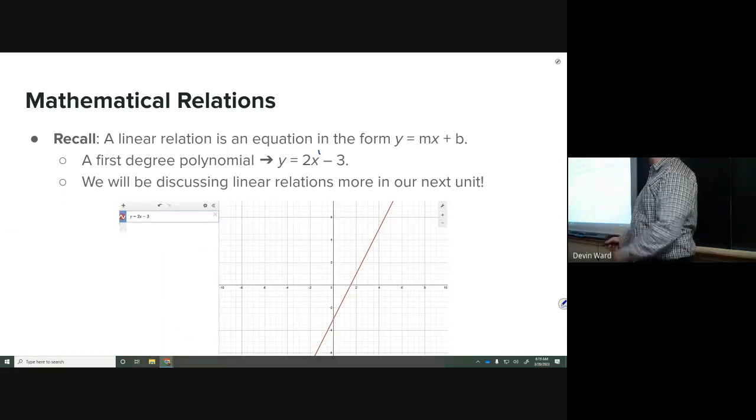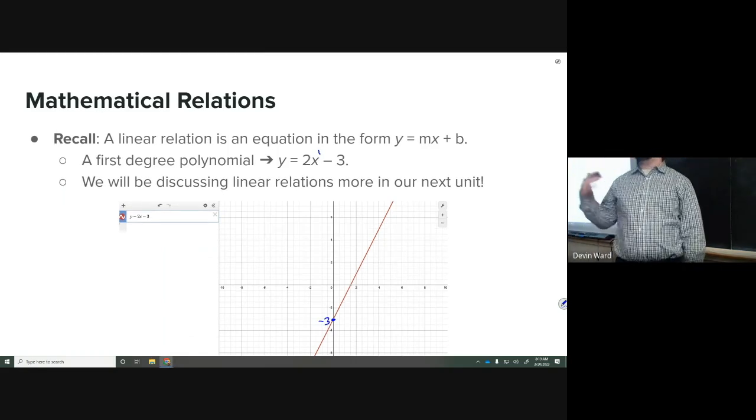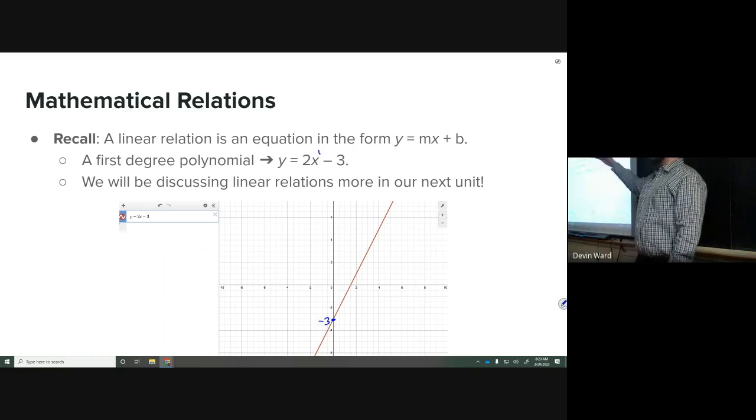So if you were to graph out y equals 2x minus 3, you have a slope of 2, and the y-intercept is right here, which is negative 3. Okay, so we get a lot more into solving these next unit. We just want to talk about it a little bit because we're going to be comparing a lot between the two. So we'll go through quadratics and we'll compare to linear. And we'll go through linear and we'll compare back.